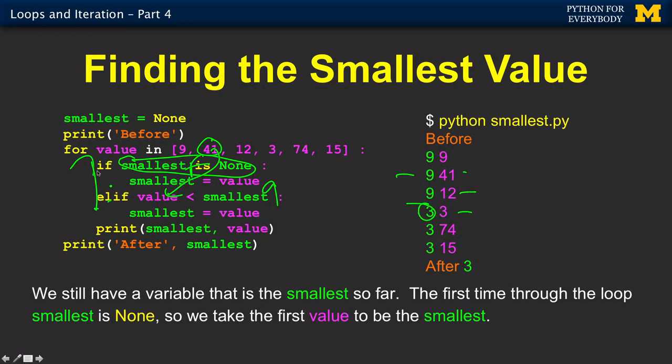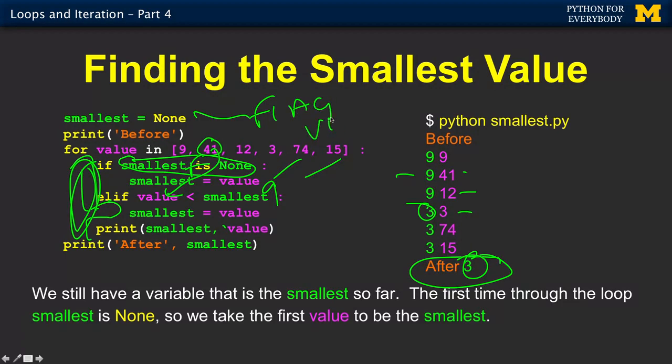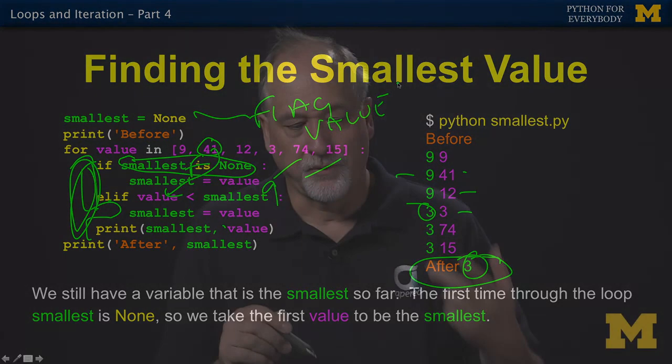Then 12. Then 3 works, so 3 causes this code to run. So we grab it. So 3 is it. Then we go through 74 and 15. It runs two more times. And then when we're all done, we get 3. This is a flag value that we're checking. And through the loop, smallest will only be None the first time through the loop. But after that, we'll just ignore this little part.